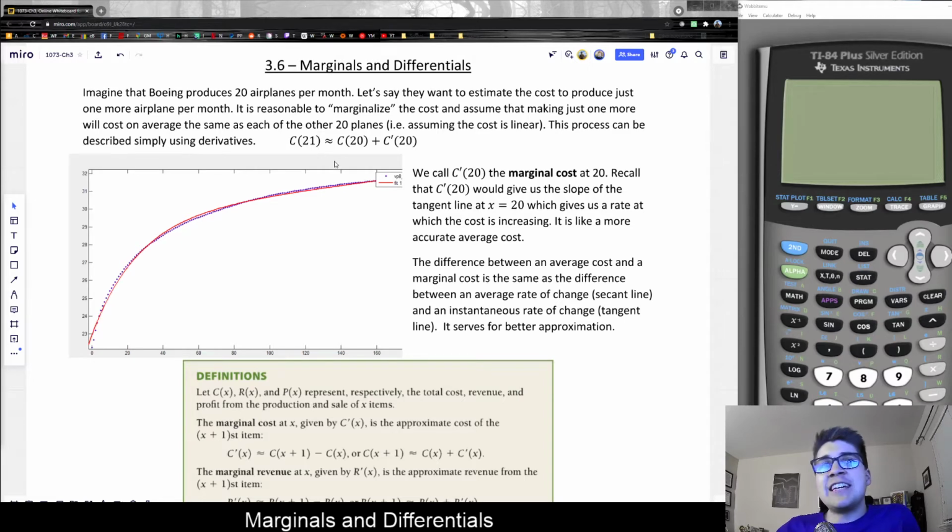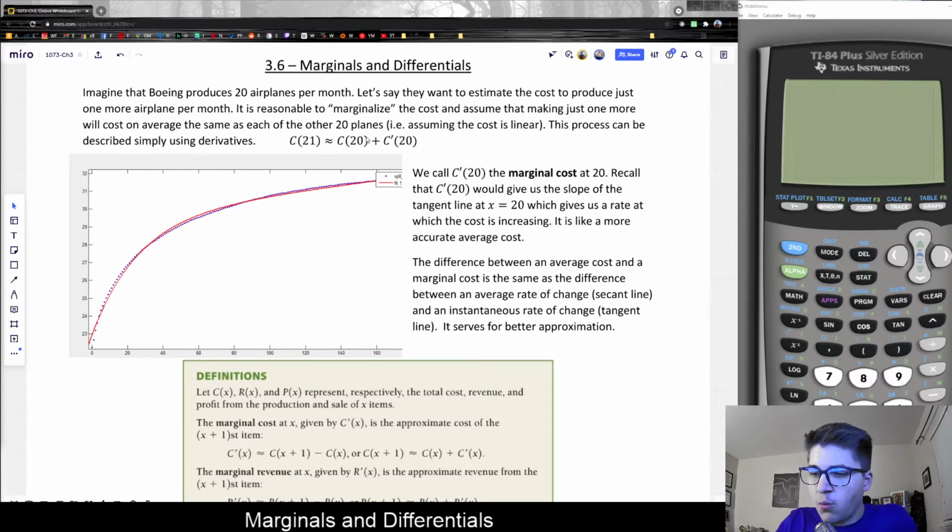And basically, let's say C20 represents the cost of producing 20 and C21 is the cost to produce 21. Well, we'd say if you take the cost of producing 20 and add the derivative at 20 to that, that will give us a pretty good approximation of what it would cost to produce 21. And so the first question is, well, why is that?